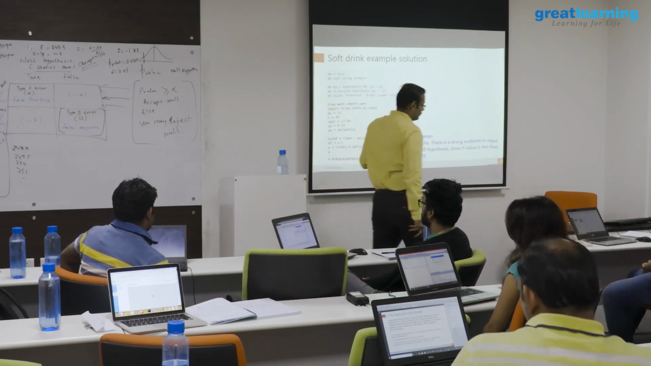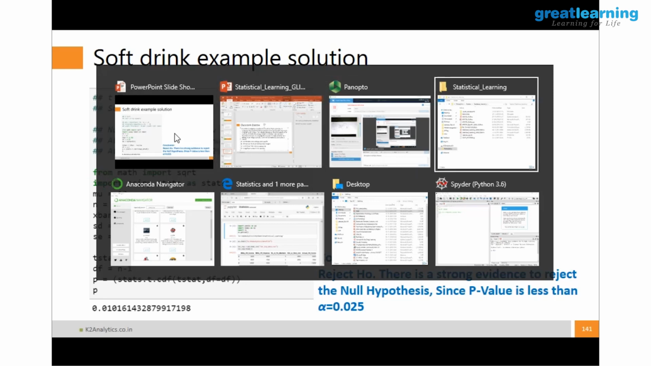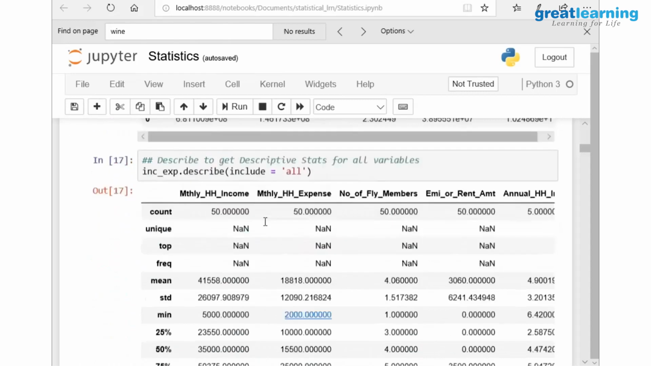In Python, how would you go about doing it? First, I've given this in an IPython notebook. So let me just see that the IPython notebook is open for me. Yeah, and the same problems I have solved here.